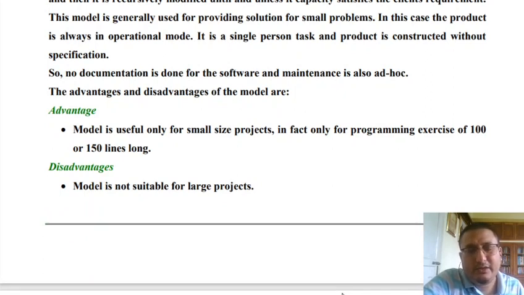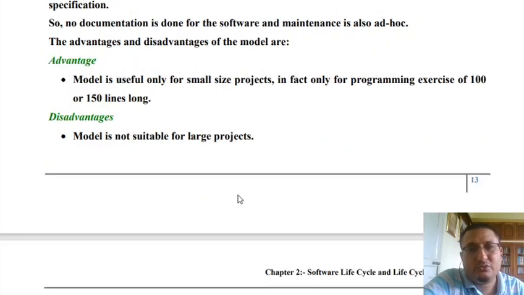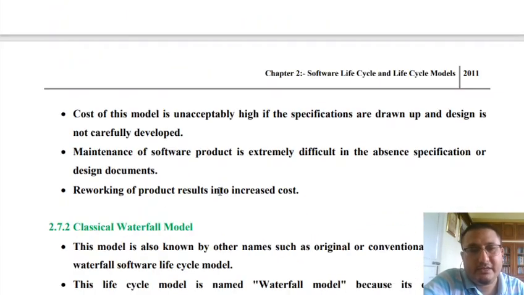The only advantage of the build and fix model is that it comes in very handy in situations where the problem size is very small. As I've already said, if the problem size is between 100 to 150 source lines of code, then the build and fix model comes in very handy. But it has a host of disadvantages. The first disadvantage is that the build and fix model is not suitable for problems of larger size.